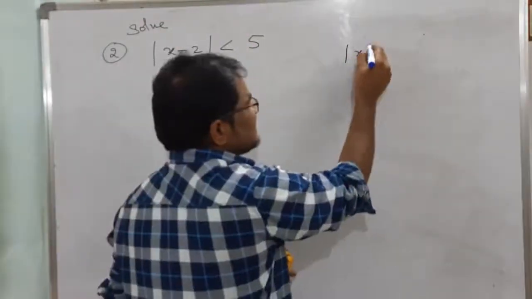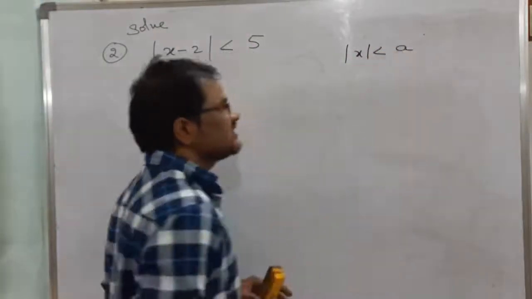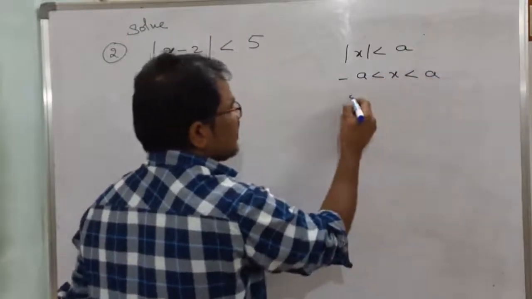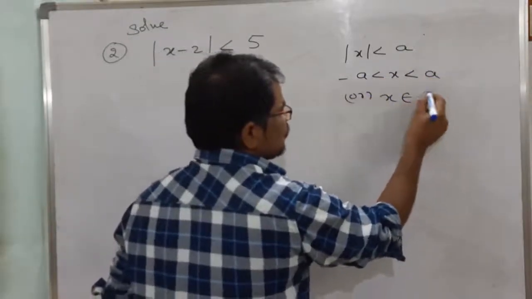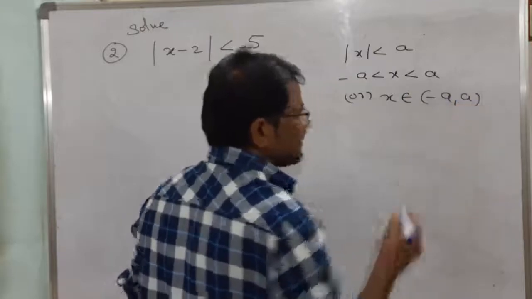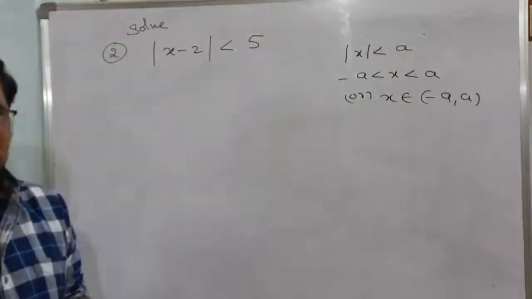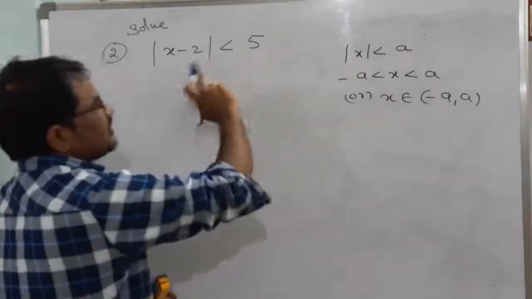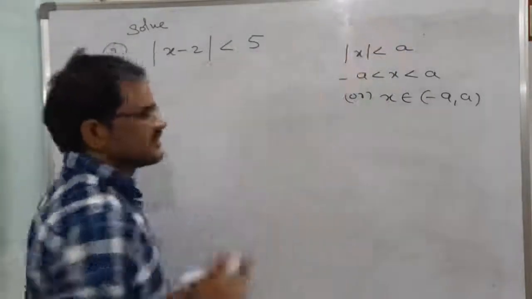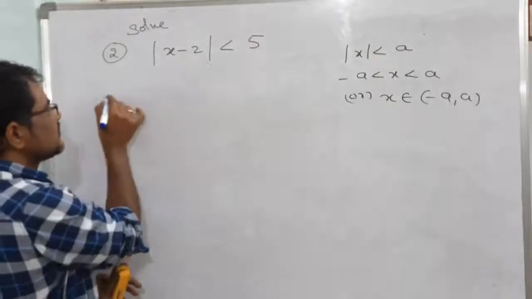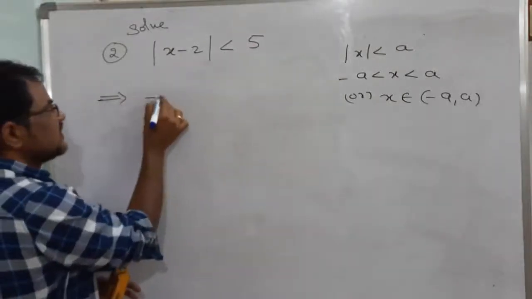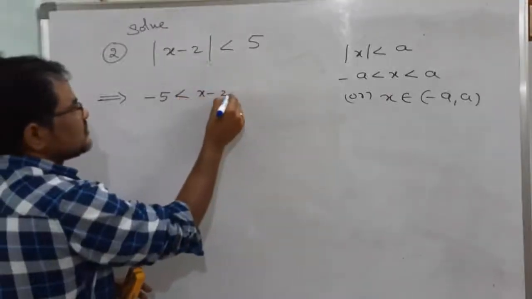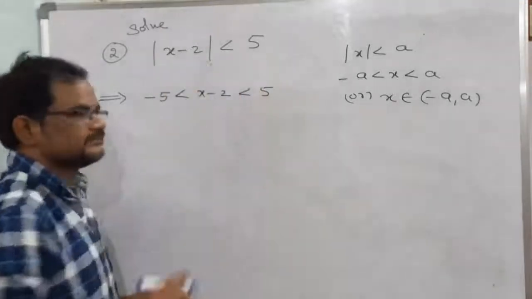Mod x less than a means minus a less than x less than a, or x belongs to the open interval minus a to a. By this result we have to solve this inequality, right? Now in place of x, x minus 2, in place of a, 5 is there. So how to write this using that result? Minus 5 less than x minus 2 less than 5.